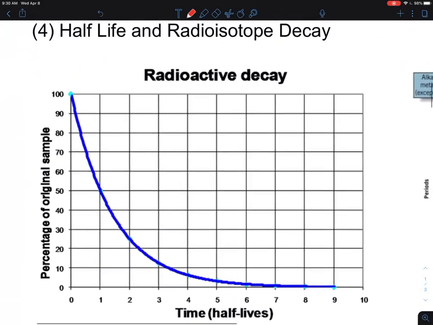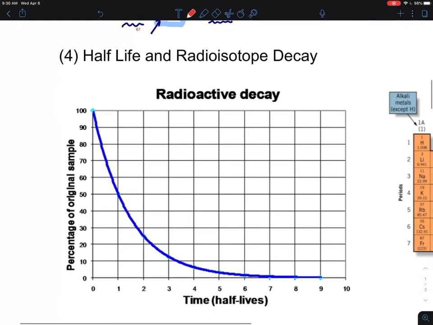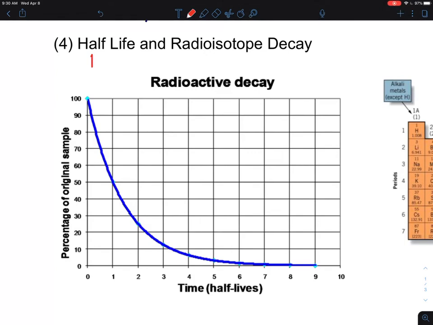Okay, so let me do the half-life and radioisotope decay, and this is a key topic for today's discussion. Half-life has a symbol of that. This is a symbol that you'll see: T with a subscript half in there. That's the one. And then the definition of half-life.